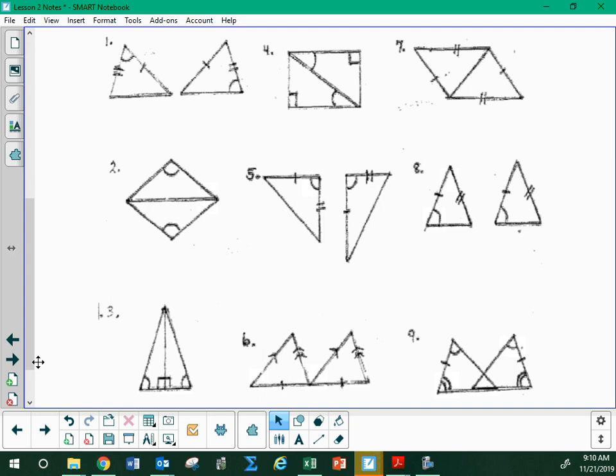Wait, 8 is not enough information because it's a bad word. Yeah, it's a bad word. Can you write bad words? Not enough info. Side equals side. Don't ever trust the picture. Don't look at the picture. I have one tick mark, one angle.